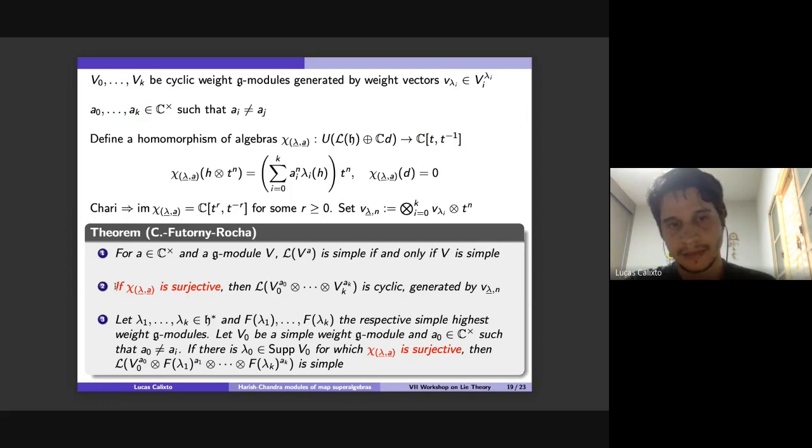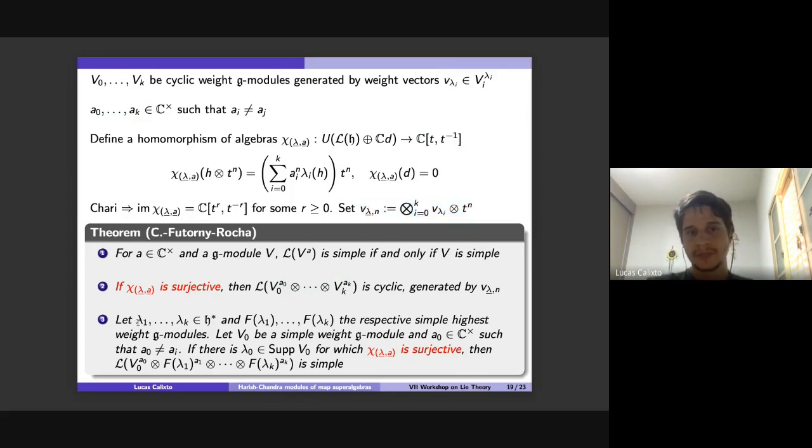In the case that this homomorphism is surjective, when we do tensor products and take the loop module associated to this tensor product, actually the evaluation module here, so we have the evaluation module and we have the loop of this evaluation module. This is going to be cyclic, and it's generated by precisely this vector here. So it's just tensor products of these guys here.